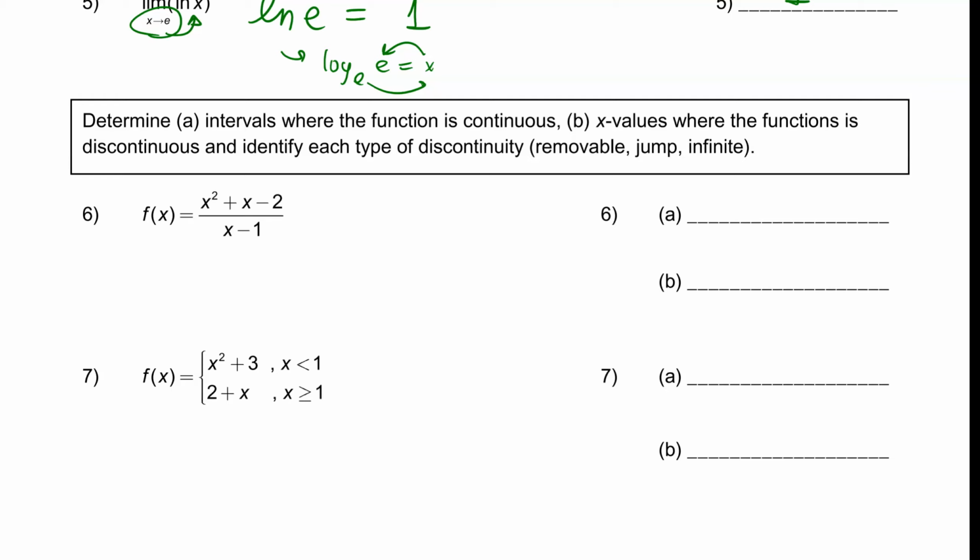So, the difference between a removable and an infinite discontinuity. If your factor cancels out on top and bottom, whatever that factor's solution is, that's where you have a removable. If you have a factor on bottom that doesn't cancel, that's where you have an infinite. So let's fully factor this and let's see what we have.